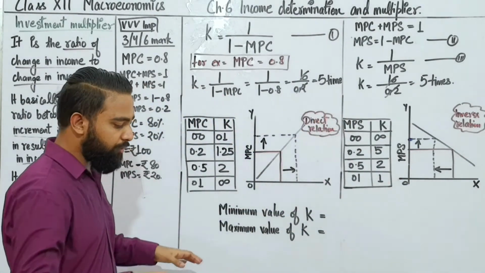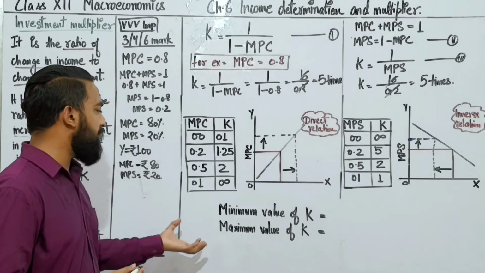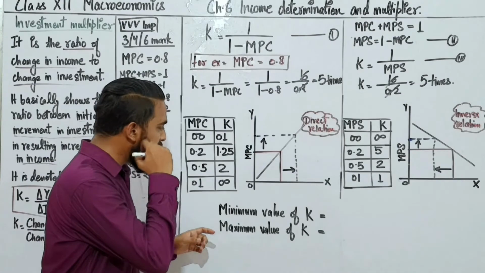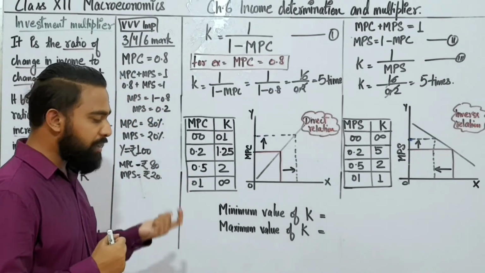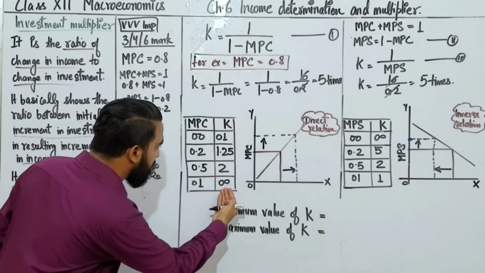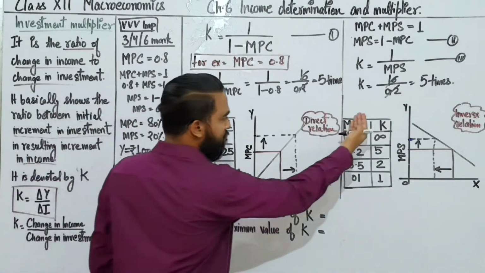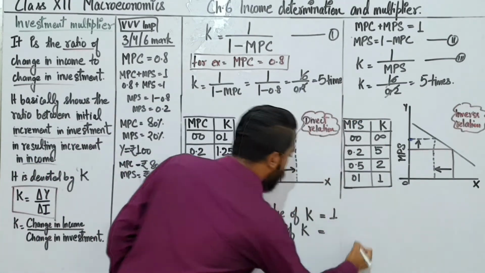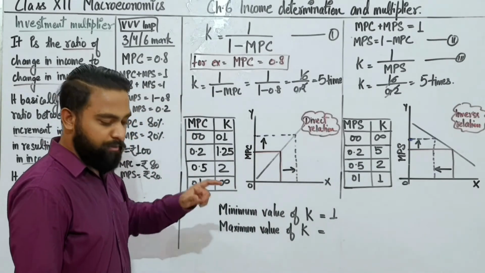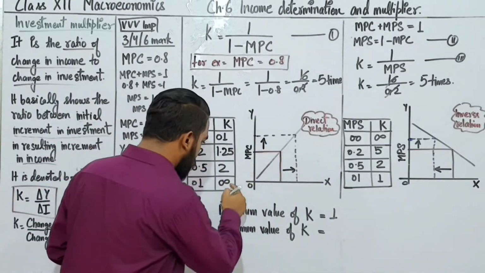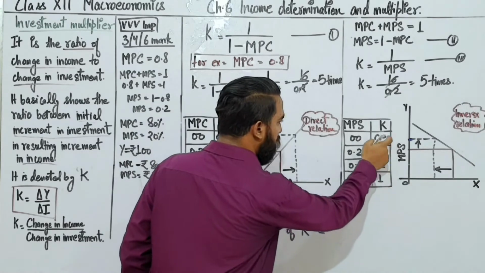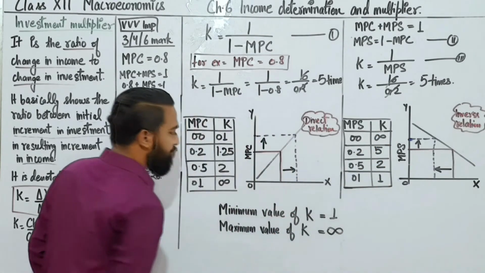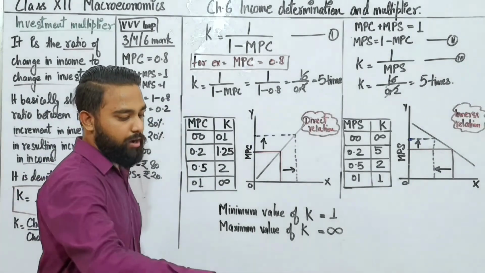Now students, for the MCQ, you could be asked what is the minimum value of K? The minimum value here is 1. So the minimum value of K will be 1. And what is the maximum value of K? Infinite. So the maximum value will be infinite. I hope you have understood it.